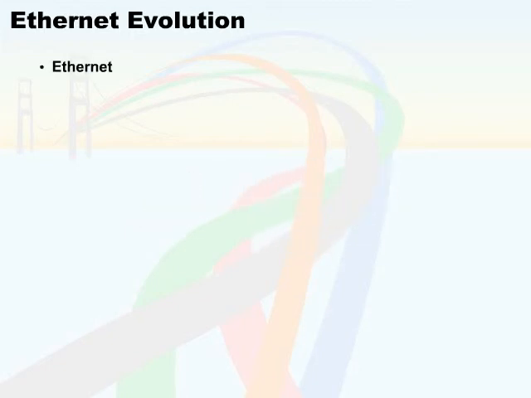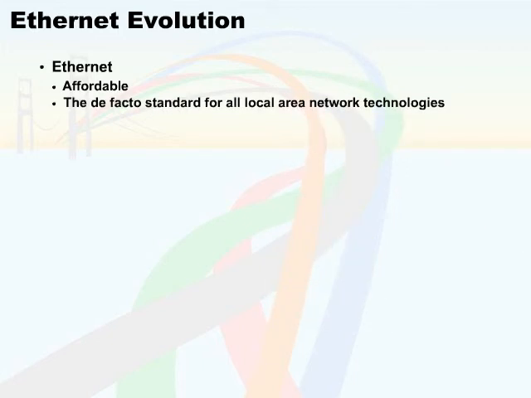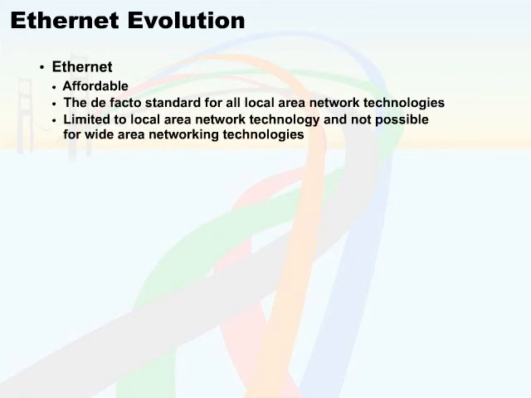No other single network technology has been able to keep up at such a rapid pace and at such a level of affordability. This is one of the main reasons why Ethernet is almost the de facto standard for all local area network technologies. Now, it would be just great if we could afford to actually have Ethernet throughout the entire world, for all wide area networking technologies as well. But it's just not possible through all of our service providers. Predominantly, Ethernet is limited to a local area network technology.